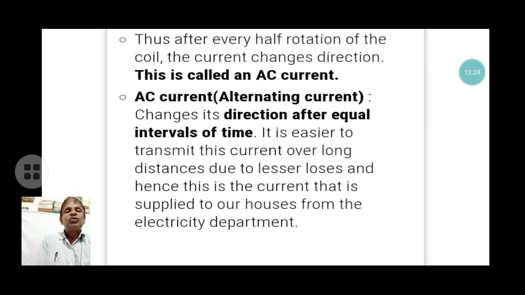It is easier to transmit this current over a long distance due to the lesser loss of electric energy, and hence this is the current that is supplied to our houses from the electricity department. This current is produced by the AC generator that we have discussed.